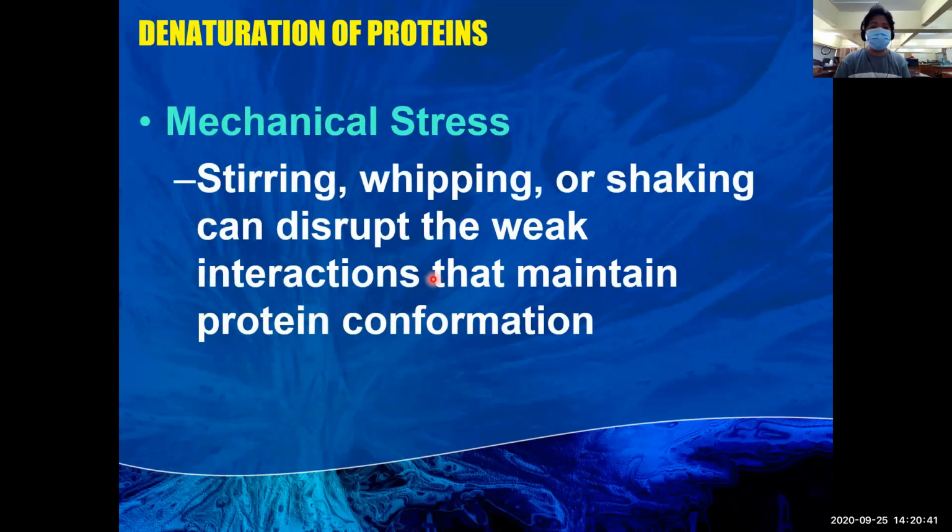Mechanical stress also, like stirring, whipping, or shaking, can disrupt the weak interactions present in a protein that maintain their protein conformation. We have weak and strong interactions in proteins, right? For weak interactions, mechanical stress is enough for them to become disrupted. So simple stirring or shaking can actually weaken the bond or the interaction. Of course, that will cause the disruption of the protein structure.